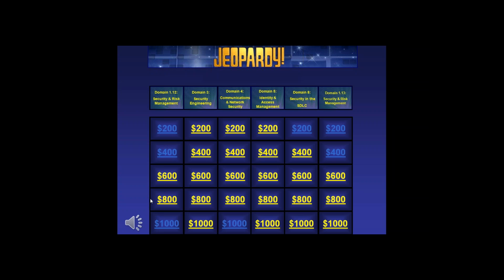All right, that one was George as well. George, the board is yours. All right, let's do domain 3 for 1,000. That's what I'm talking about. Go for the jugular. All right, domain 3 for 1,000. Here we go.